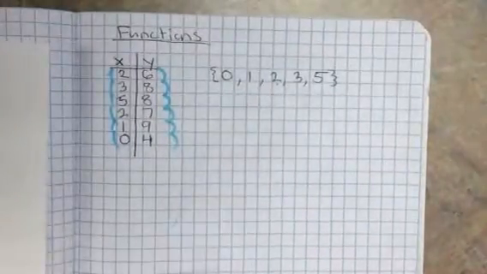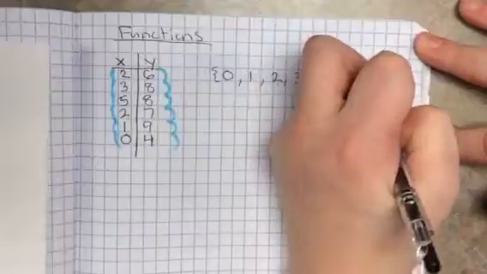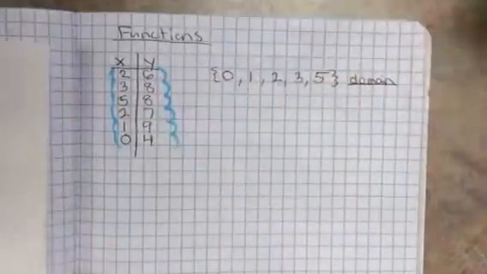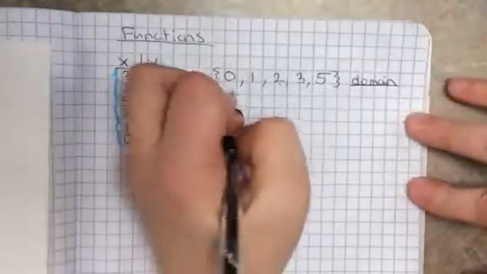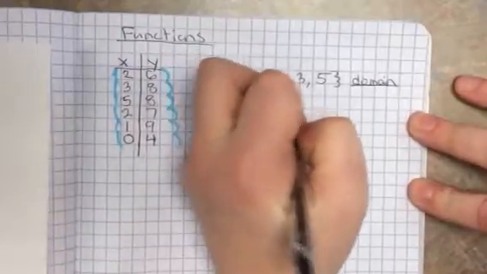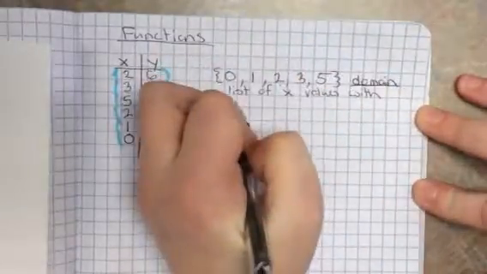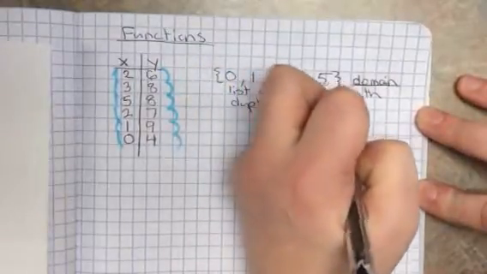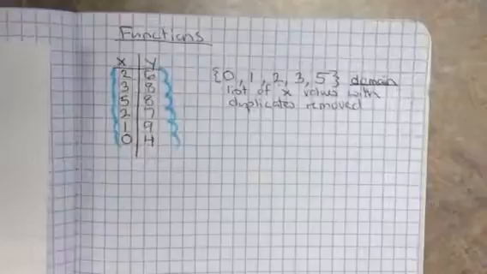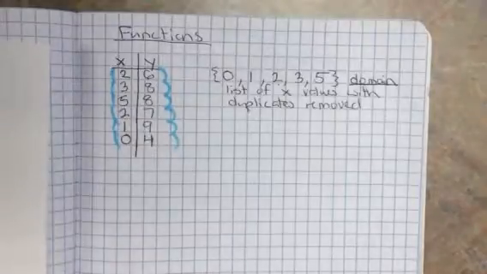When I do this, though, this list of numbers gets a special name in math. It's called the domain. So again, the domain is just the list of X's with the duplicates removed. Will we do the same thing with the Y? Okay, well that's not bad, right? So this has kind of a fancy word, but what it is really isn't that complicated. It's just X's without duplicates.